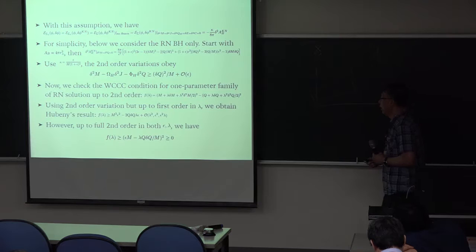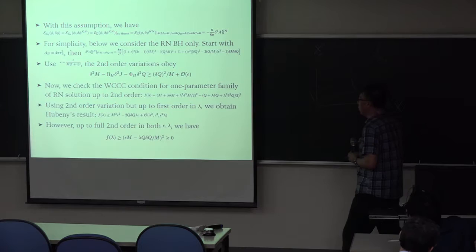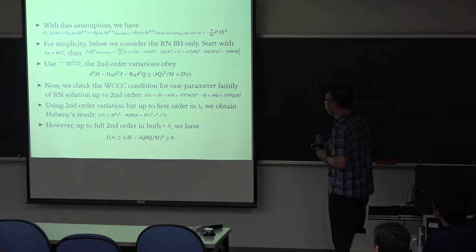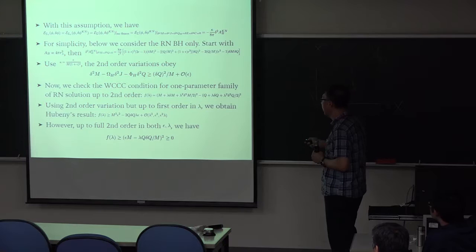Based on this, we can check the weak cosmic censorship. So we check the cosmic censorship for this one parameter family. Basically, I just introduced the change of the perturbation up to the second order, both for mass and charge. I require this to be greater than zero in order to preserve the weak cosmic censorship. Then you go ahead and calculate this one, and of course here you mark the second order change of mass and charge.